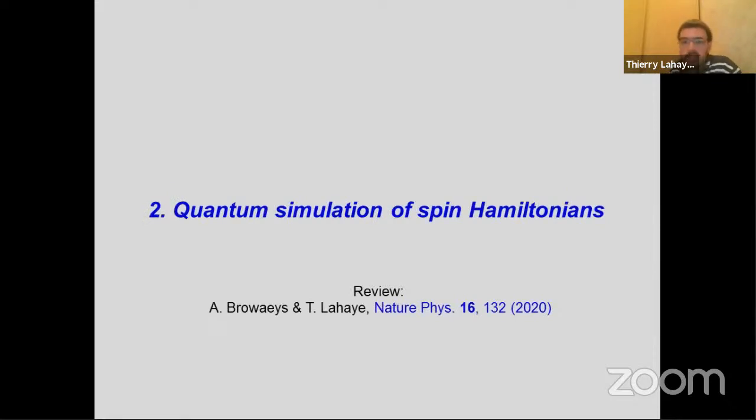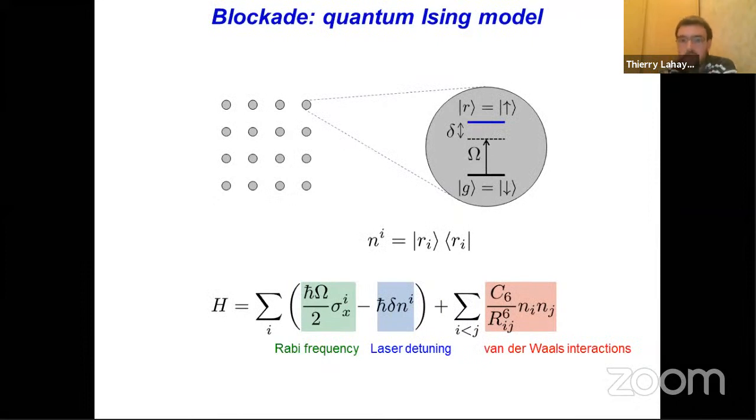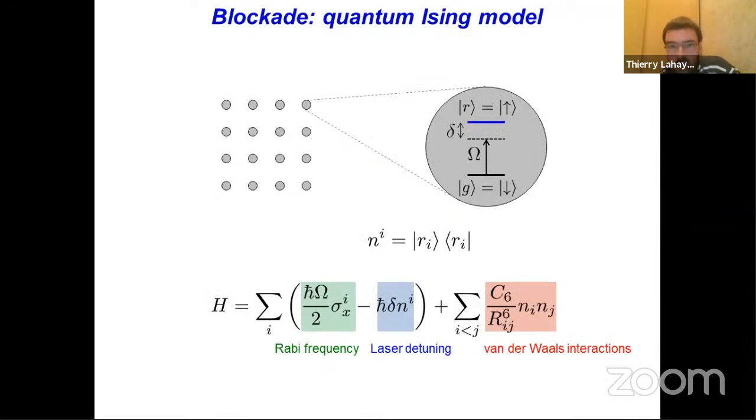So now that we basically have all the tools, what I would like to do is to show you some recent results on the quantum simulation of spin Hamiltonians. Earlier this year we wrote a small review in Nature Physics together with Antoine, where we review the state of the art until 1.5 years ago or so. And so I've chosen to discuss results that are more recent and that we obtained over the last few months. All right, so let me start with the quantum Ising model.